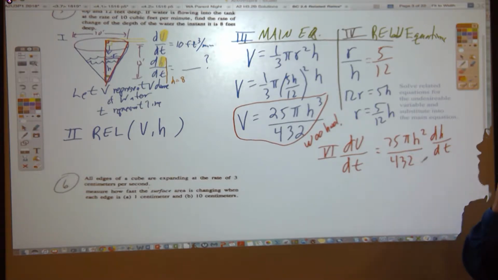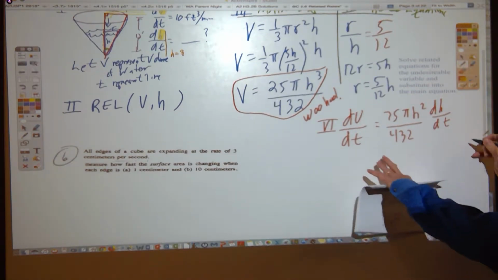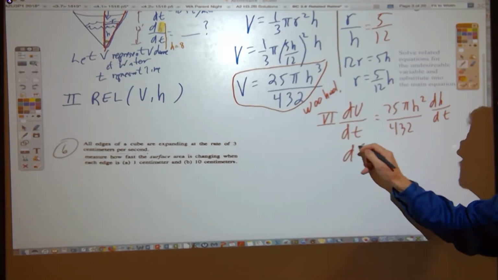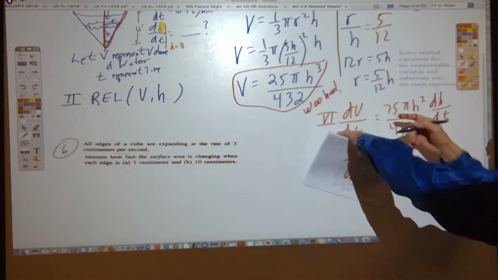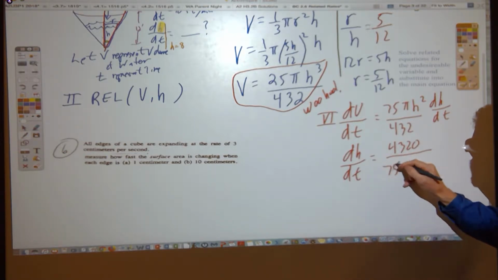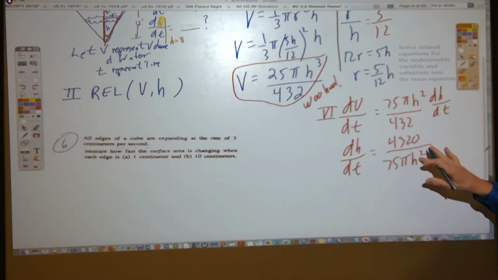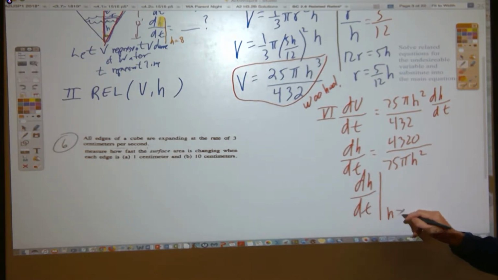By the way, in case you're wondering where we're going, Roman numeral 1 tells us that we're aiming for dh/dt. Well, we now have an equation that contains dh/dt. I'm going to replace dV/dt with 10. Solving for dh/dt, the answer would be 10 times 432, or 4320, divided by 75 pi h squared. Of course, we could reduce that, but 4320 over 75 pi h squared is basically the formula that I can evaluate for dh/dt at h equals 8.